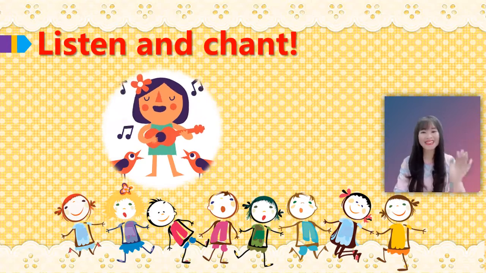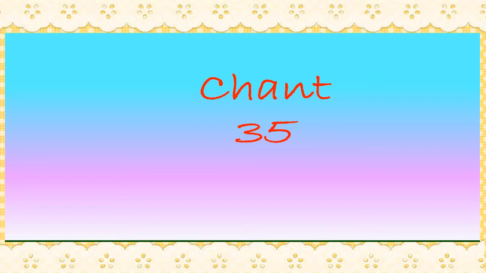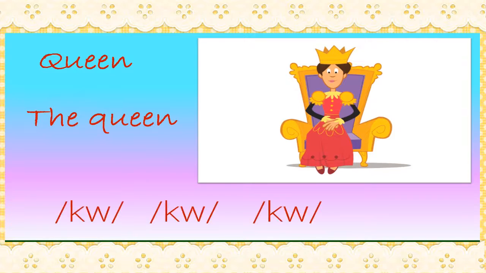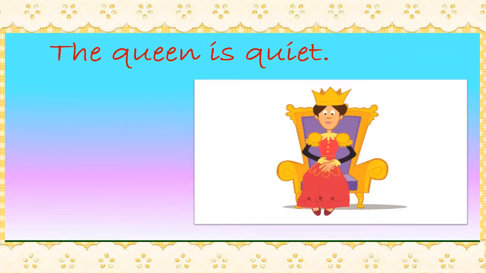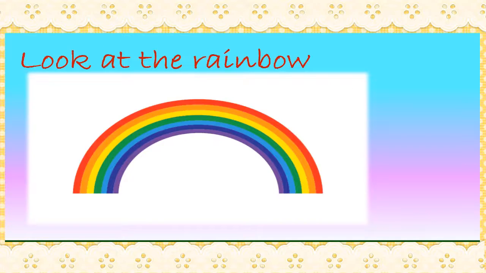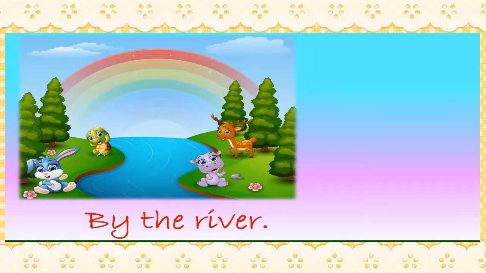Students, you listen and chant together. Listening 35. Listen and chant. Queen, the queen. Qua, qua, qua. The queen is quiet. Qua, qua, qua. Look at the rainbow. Ra, ra, ra. By the river. Ra, ra, ra.